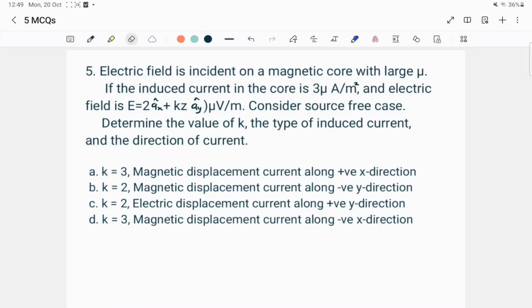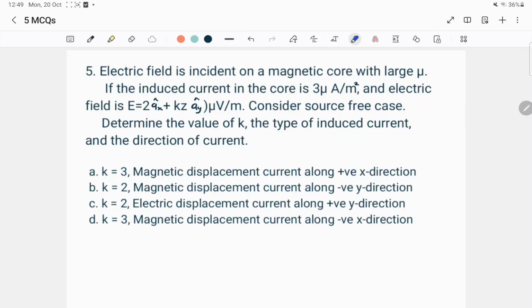Okay, this is question number 5. I'm going to give this question to you as homework. So please try this question and give me the answers in the comment box. Let me read this question to you. The question says: electric field is incident on a magnetic core with large mu. If the induced current in the core is 3 microampere per meter square and the electric field E is equal to 2 ax cap plus K az ay cap microvolt per meter, consider the source free case. Determine the value of K, the type of induced current and the direction of current.